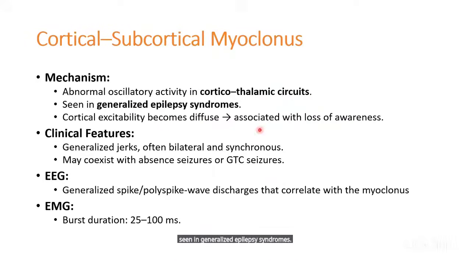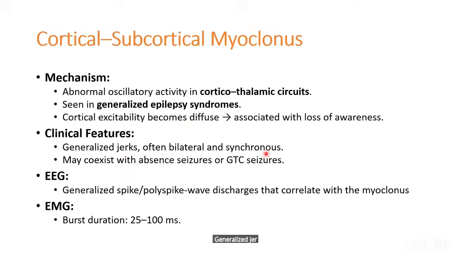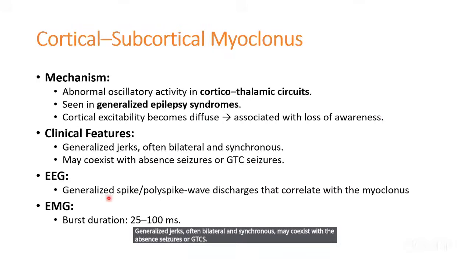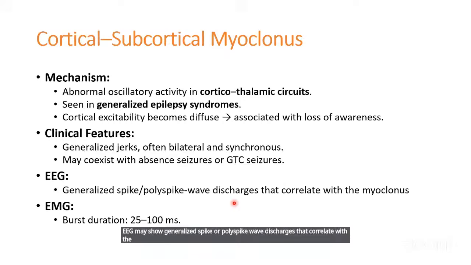In cortical-subcortical myoclonus, there is abnormal oscillation between the cortical-thalamic circuits, seen in generalized epilepsy syndromes. If it spreads further, there may be loss of awareness. Generalized jerks, often bilateral and synchronous, may coexist with absence seizures or GTCS. EEG may show generalized spike or polyspike wave discharges that correlate with the myoclonus, because it is both cortical and subcortical. EMG bursts have a duration of 25 to 100 milliseconds.